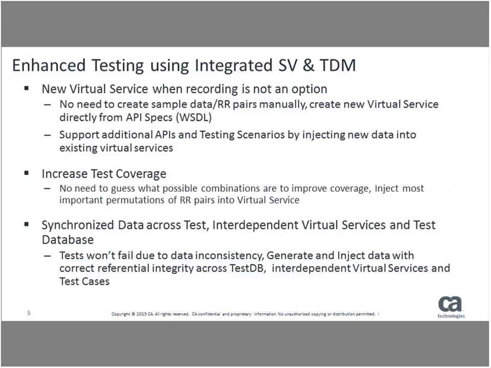There's a new virtual service you would want to create, but recording is not an option. You have only a WSDL, or only 1 or 2 samples. Or there's an existing virtual service which has 5 of the APIs available, but the other 3 are new, going to be built now, and you have just the specification for that. So you can utilize this capability where you feed it into TDM, and through the WSDL or through the sample RR pair, you generate the data and then generate those RR pairs and the virtual service component based on those new APIs and inject them back into the virtual service.